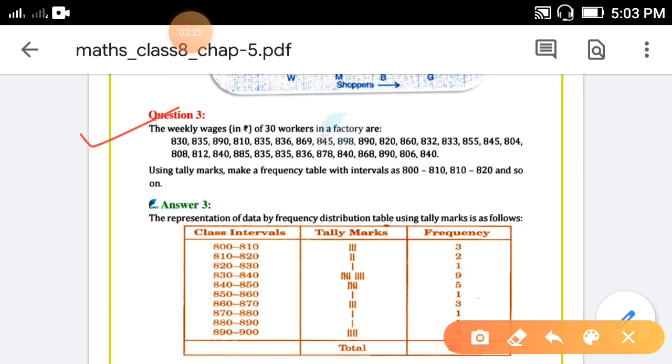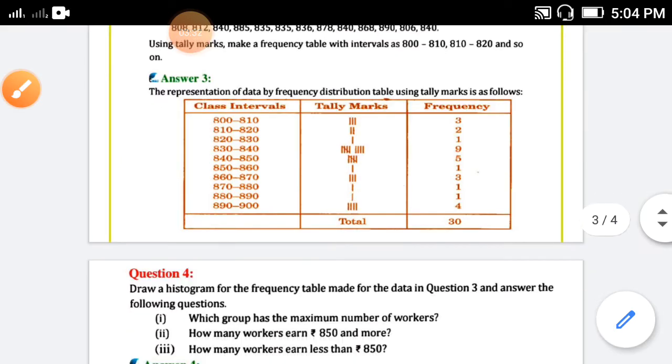Weekly income of 30 workers is given. So how many workers are there who are getting between 800 to 810 rupees? So total 3 workers are there. Like that you have to make the table.